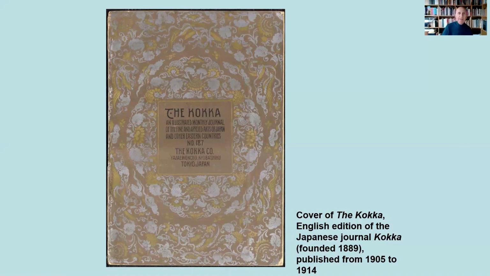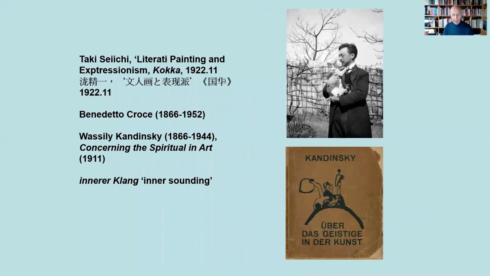We see this clearly when Taki Seiichi, editor of the premier Japanese art history journal Kokka, writes in 1922 on literati painting and expressionism, citing the Italian philosopher of aesthetics Benedetto Croce on how imitation is not art, and citing too the Russian painter and theorist Vasily Kandinsky, author of Concerning the Spiritual in Art, published in 1911, on innerer Klang, inner sounding, a notion which Kandinsky associated above all with the East, even if he was a bit vague as to the specifics of where the East was.